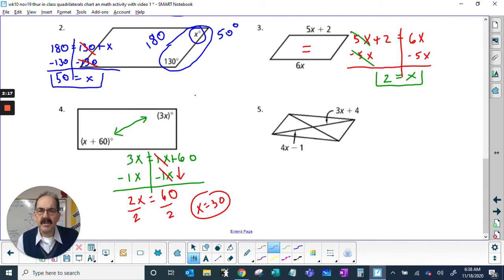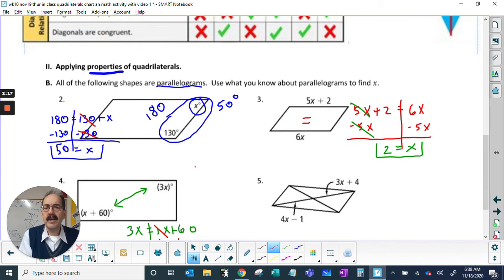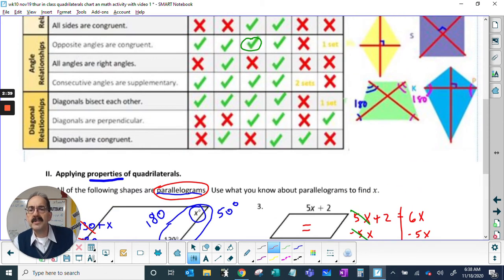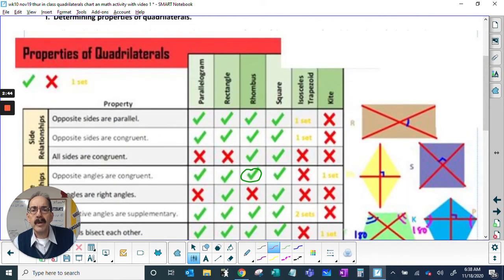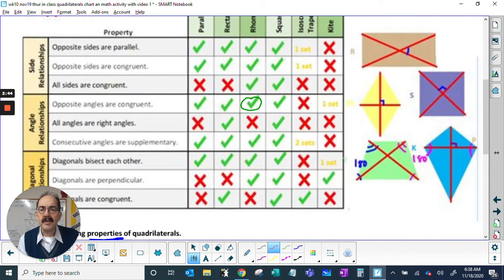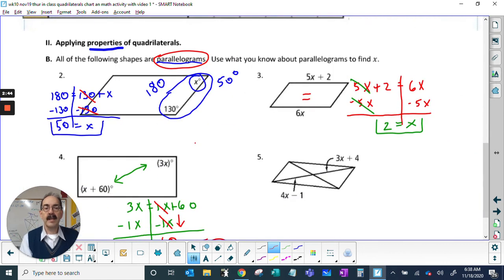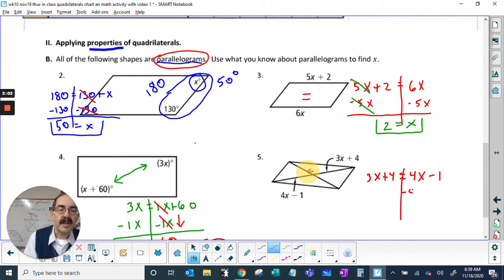Okay, now we finally get to one of these strange diagonals. Now, to me, this looks like a parallelogram. It says parallelogram. So let's go find parallelogram and diagonals. Diagonals in a parallelogram bisect. Okay, they are equal. Well, let's write it out. 3x plus 4 is equal to 4x minus 1. Draw our little fence. We've got to decide. As the teacher, I always take the variables to the left. You don't have to.